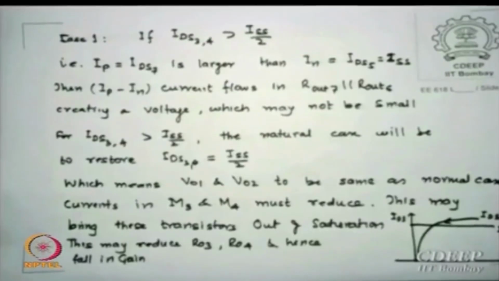ISS by 2 is coming from which device? M1 and M2 or M5, is that correct? M1 and M2 are receiving current from the tail current M5, which is ISS, which is coming from the N channel M6 transistor. Is that okay? So let us go to the next case.